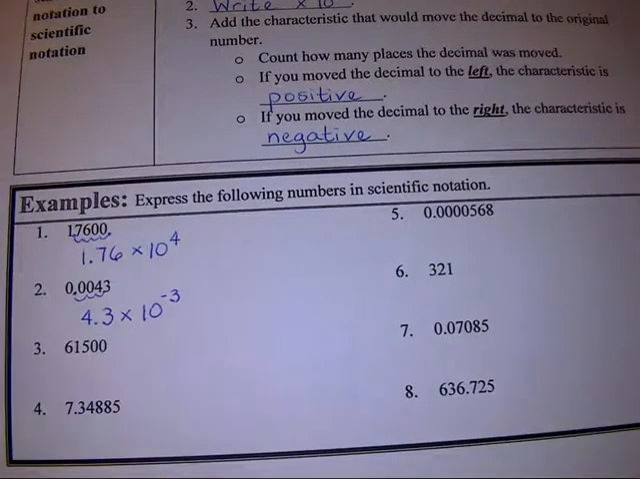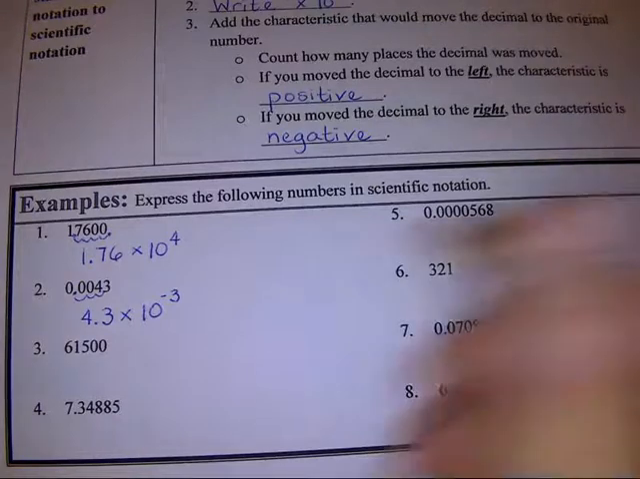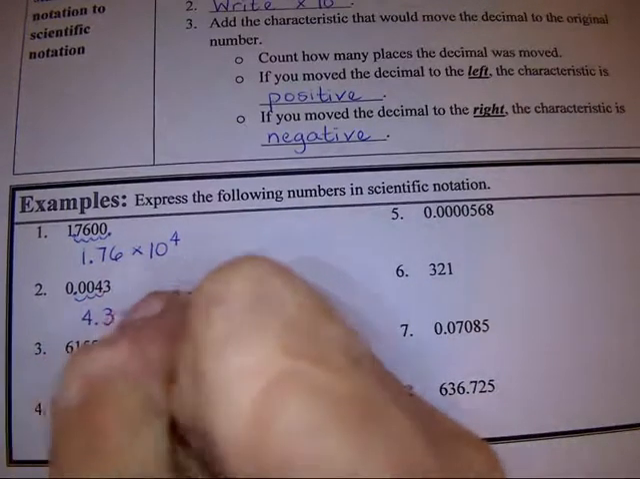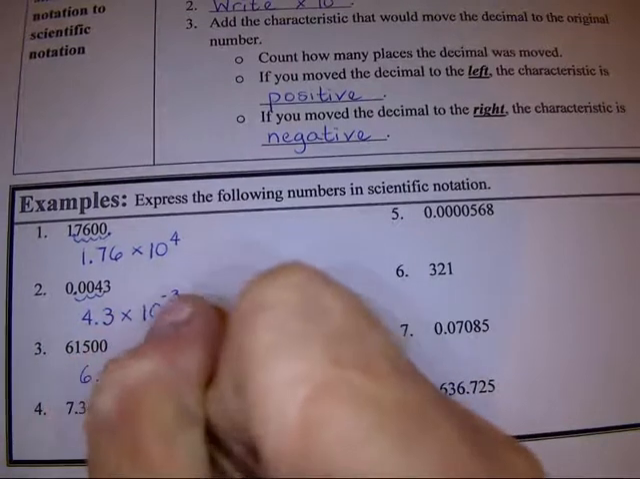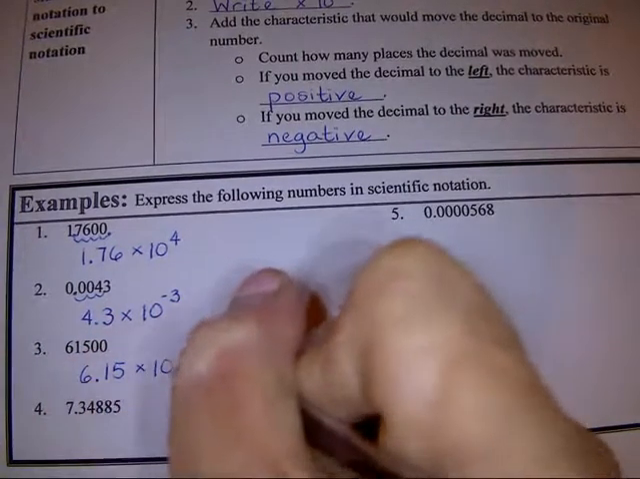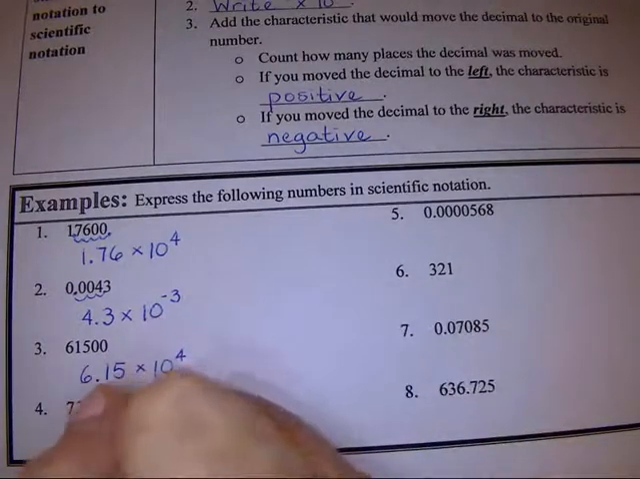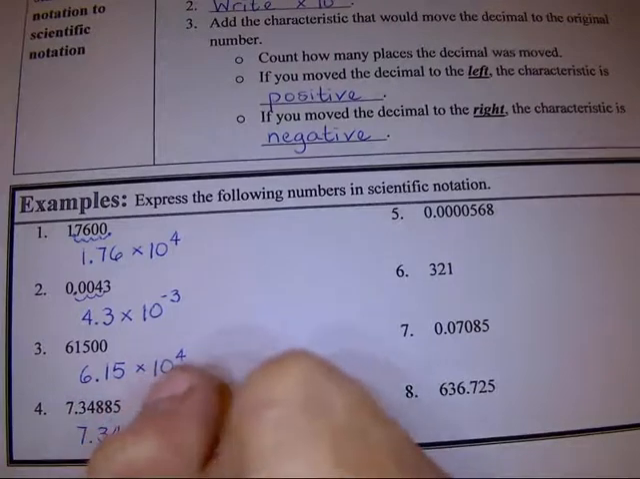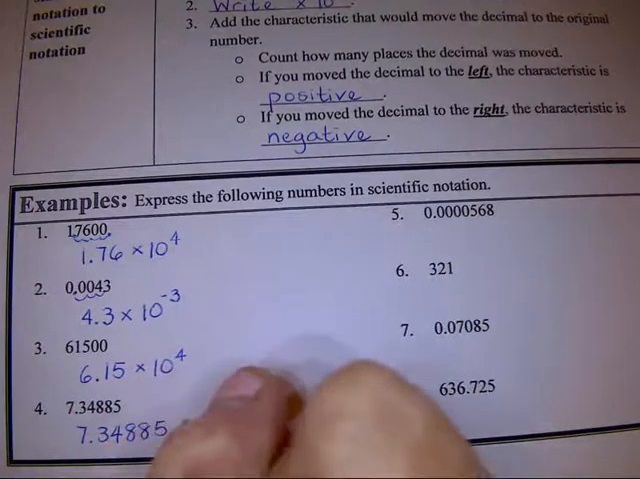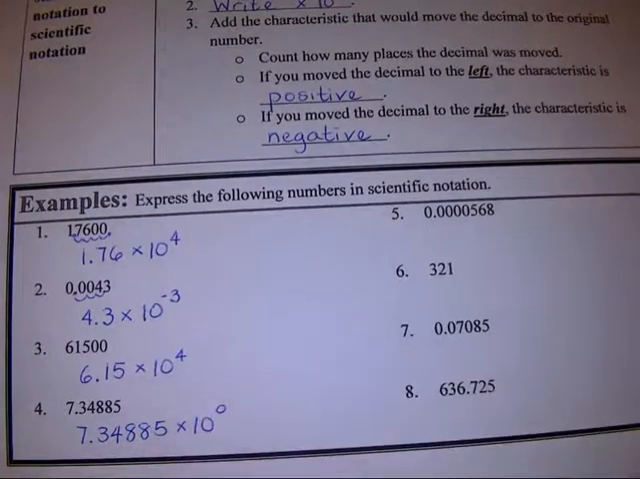Pause the video and try number 3 and number 4. When you are finished, come back to the video and check if your answers are correct. Number 3, 61,500. When you convert it correctly, you should get 6.15 times 10 to the 4th power. And for number 4, 7.34885. When you convert it correctly, it'll be 7.34885 times 10 to the 0 power.